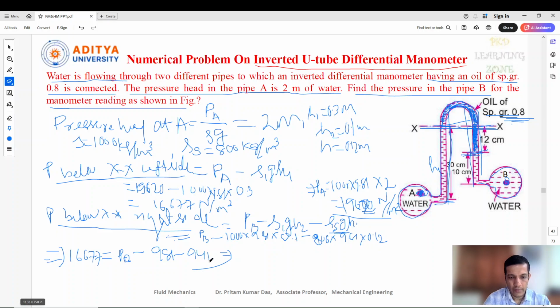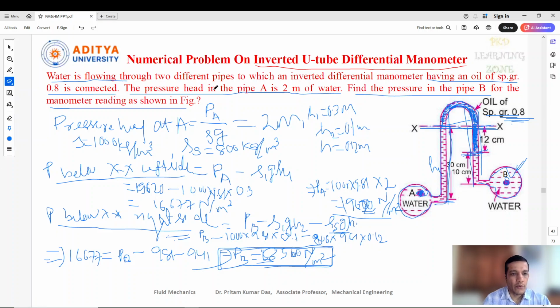So we'll keep the PB one side. So PB equal to, we'll get 16,600 and this minus 800 something will be there. This minus, that side will go, means plus. So 1800 plus 16,000 something, we will get 18,500 some value. 500 or 600 something we will get. That will be Newton per meter square. That is the pressure at the P point. Okay, the pressure at the P point is what is asked in the question.